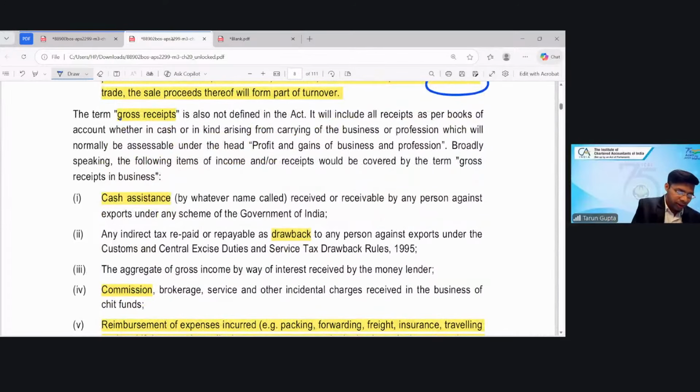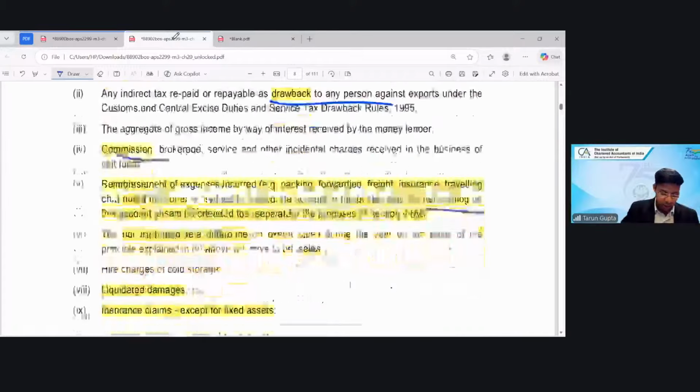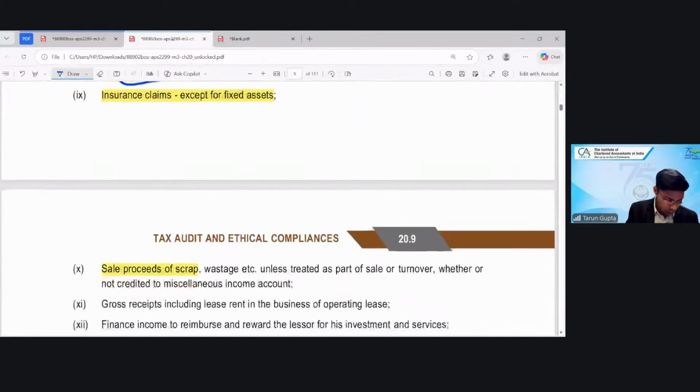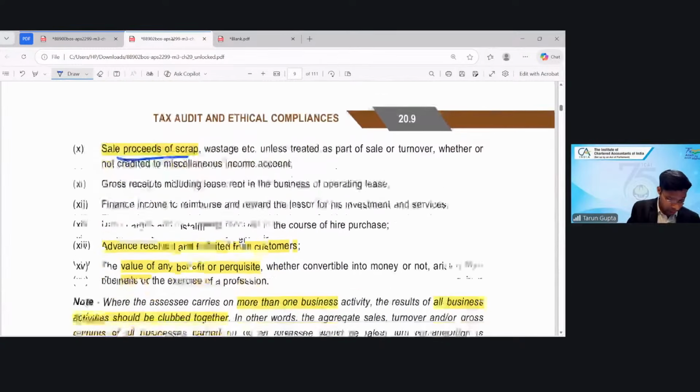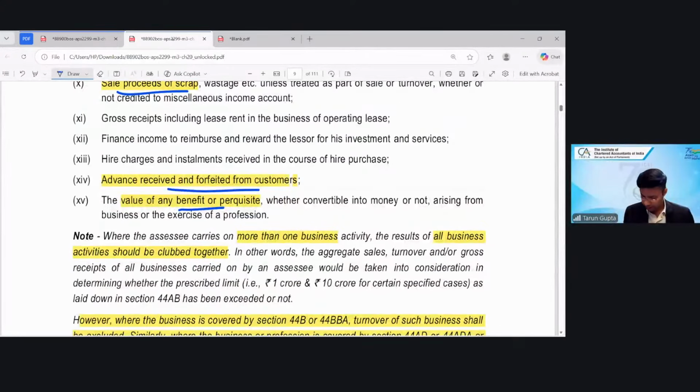Similarly, gross receipts is not defined in the Act, but the guidance note says that it will include cash assistance, drawback in the form of duty drawback, and commission. If there's a reimbursement of expenses incurred, then only the surplus shall be treated as gross receipts. Net exchange rate difference, liquidated damages, etc., sale of scrap, advance amount if forfeited, and value of any other benefit or perquisite shall form part of gross receipts.